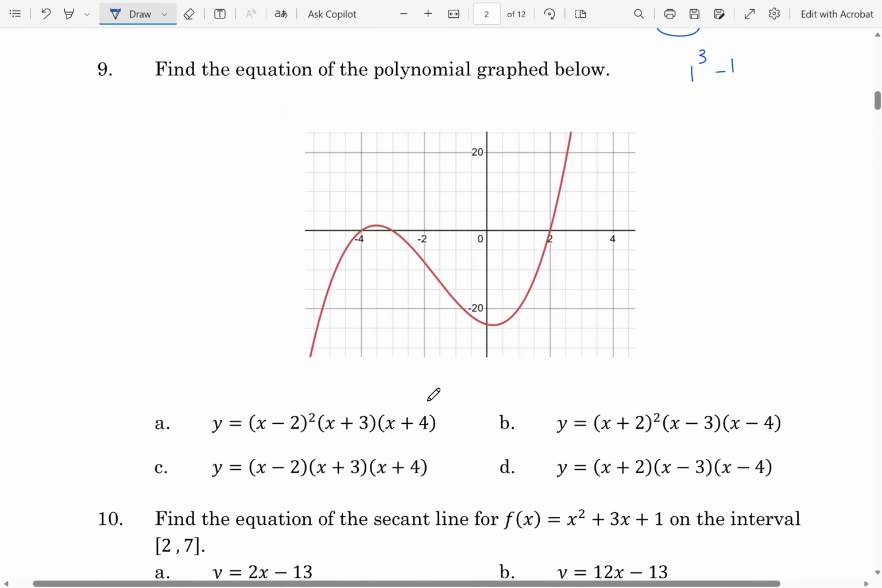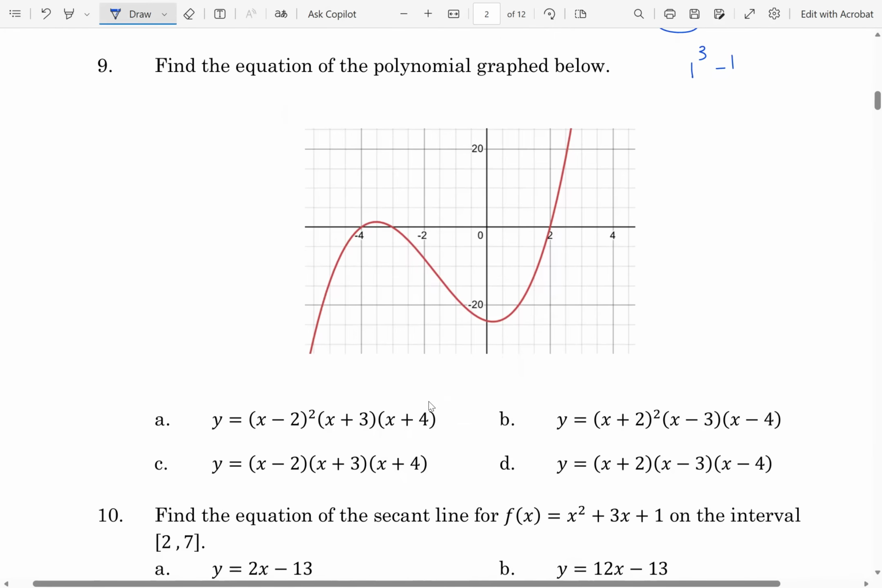I have a polynomial or cubic function here. This polynomial intersects the x-axis at 3 points: -2, -3, and -4. So suppose the function to be x minus 2 times x minus 3 times x minus 4. It means C: x minus 2 times x plus 3 times x plus 4. You have a minus, minus will be plus. So question 9, C is correct.